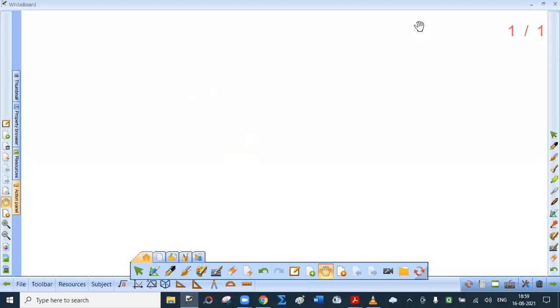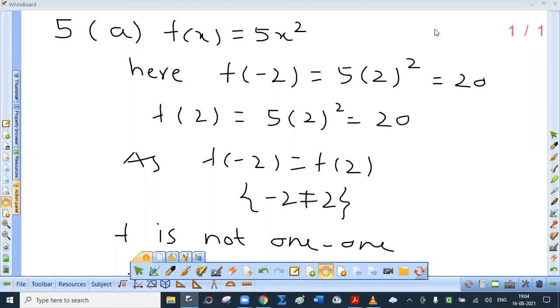Now, who will read question number 5? Question 5. Check if the following functions have an inverse function. If yes, find the inverse function. See, what is the criterion for a function to possess inverse? It should be one-one and onto.